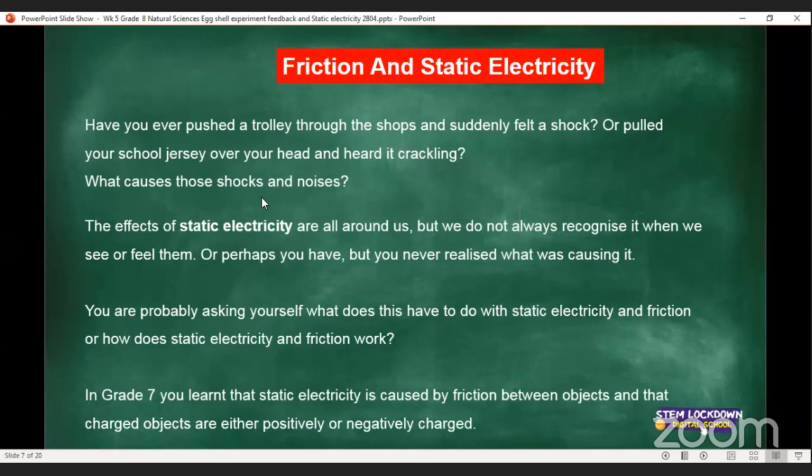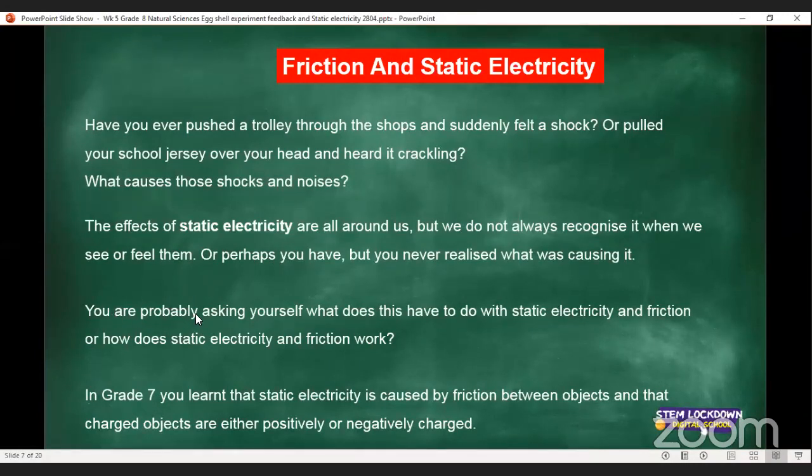these shocks that you experience are basically the effect of static electricity all around us. Static electricity is all around us, but we don't always recognize it when we see or feel it. Perhaps you have, but you've never realized that it was static electricity or what was causing it. So what we're going to do today is learn what causes static electricity.